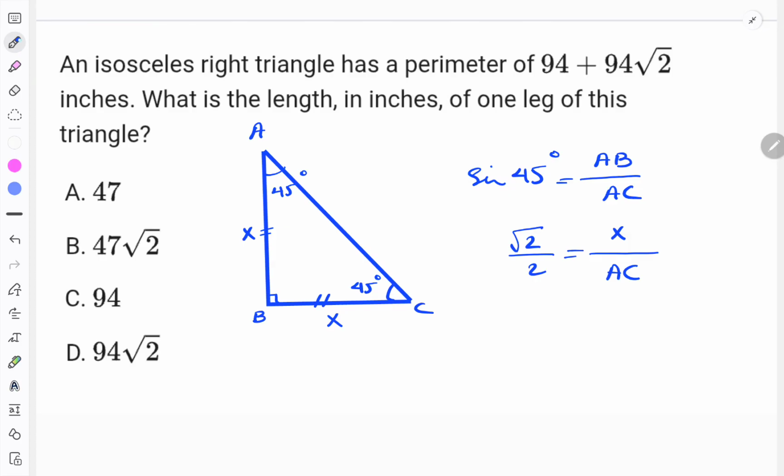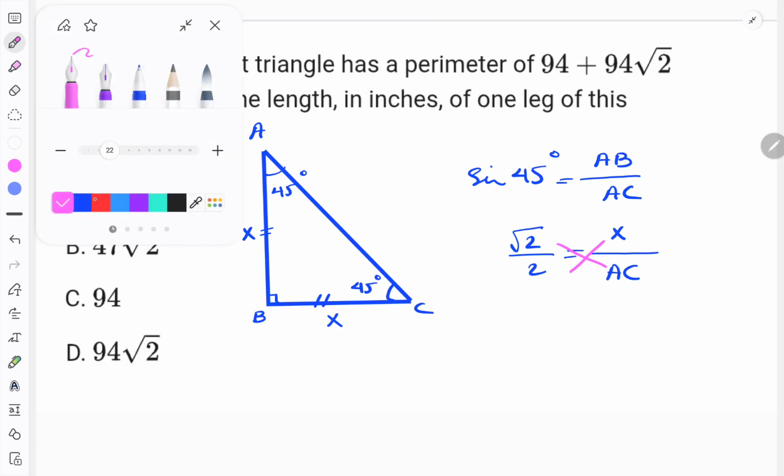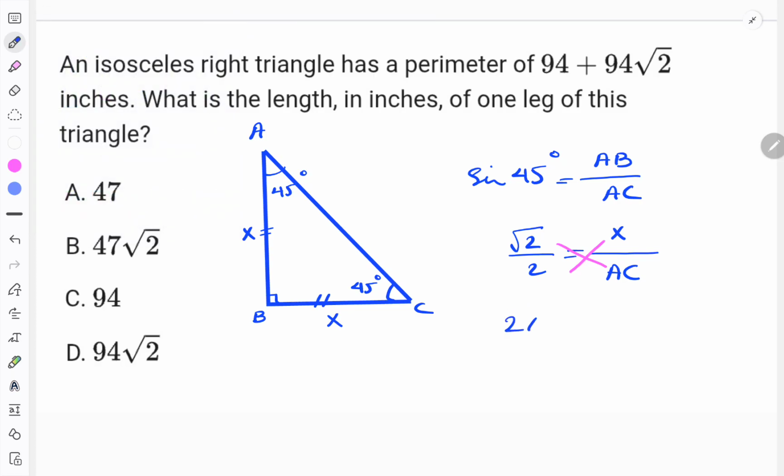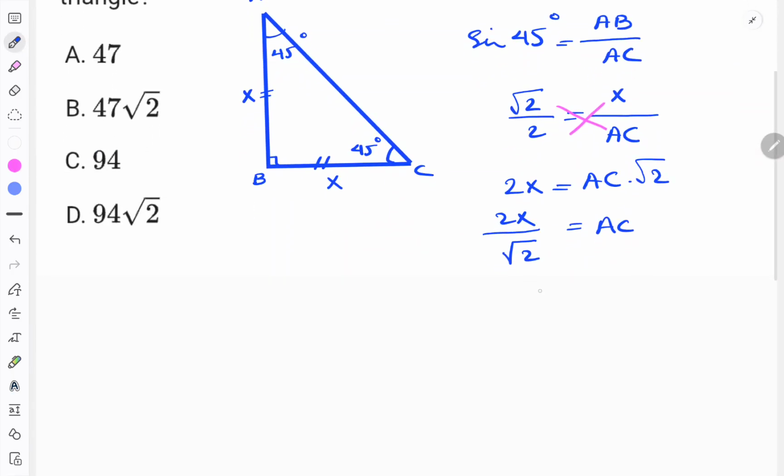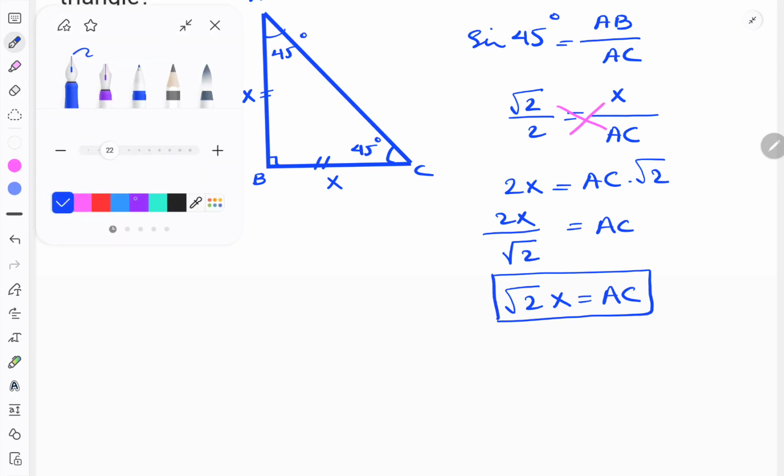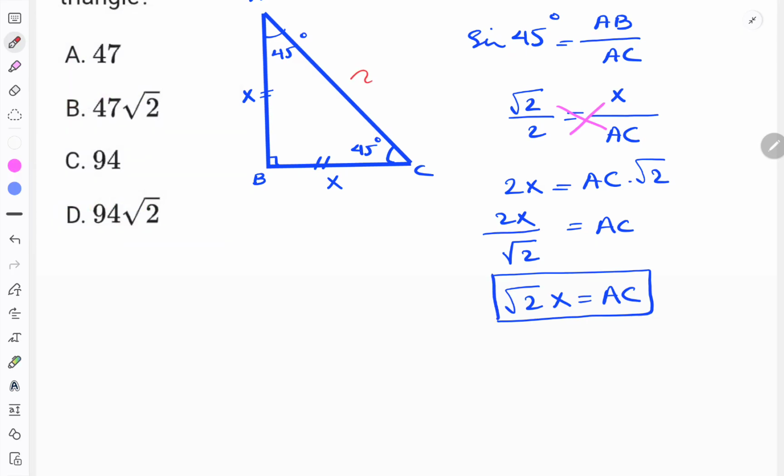In order to solve this equation, I'm going to use cross multiplication. So x times 2 is 2x, and AC times radical 2. For finding AC, I'm going to divide both sides of the equation by radical 2. So 2 over radical 2 is radical 2 times x. So AC is radical 2 times x. Let me write it for the hypotenuse.